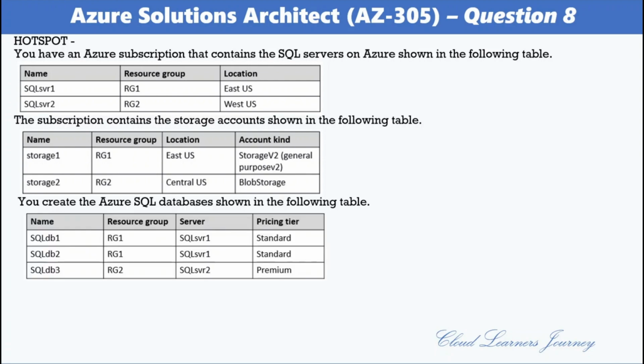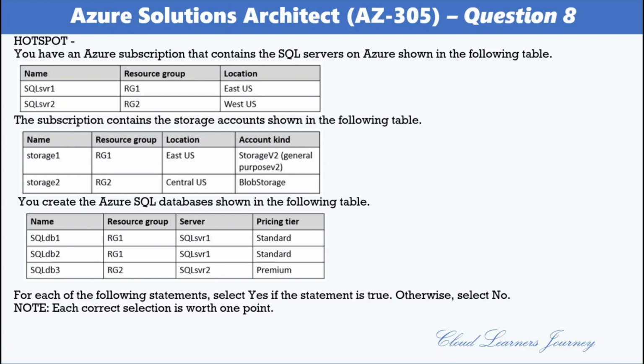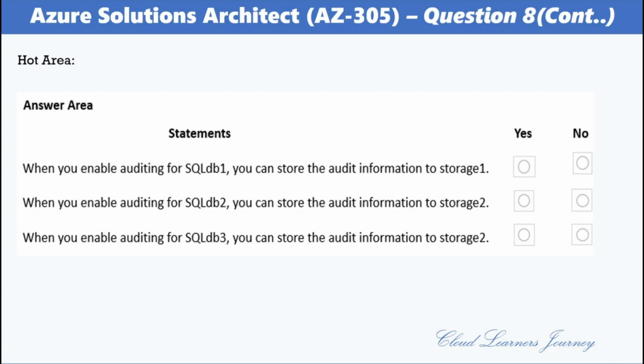You create the Azure SQL databases shown in the following table. We have the columns name, resource group, server, pricing tier. SQL DB1 is in resource group RG1 in server SQL SVR1 with standard pricing tier. SQL DB2 is in resource group RG1 in server SQL SVR1 with standard pricing tier. SQL DB3 is in resource group RG2 in server SQL SVR2 with premium pricing tier. For each of the following statements, select yes if the statement is true, otherwise select no. And statements are: when you enable auditing for SQL DB1, you can store the audit information to storage 1.